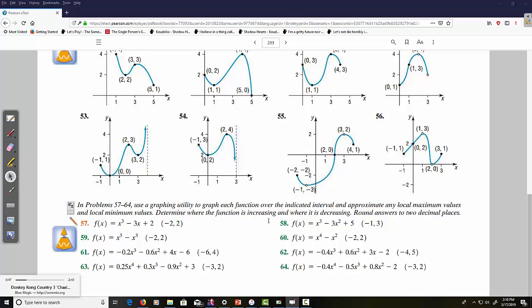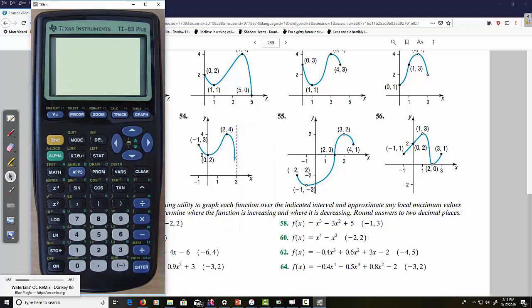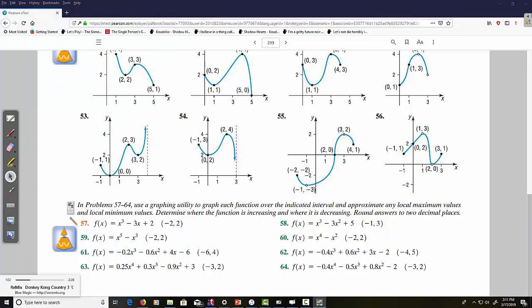Let's bring out the calculator to talk about some of these problems. You can use the calculator to find minimums and maximums. So these problems ask us to use a graphing utility to graph each function over the indicated interval and approximate any local maximum values or local minimum values. Also talk about where the function is increasing or decreasing. So let's look at 61.